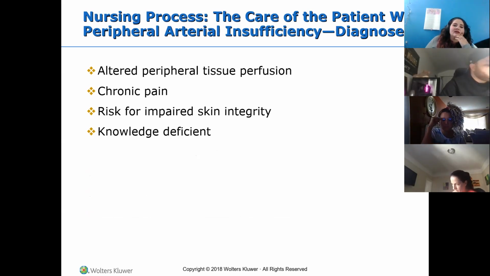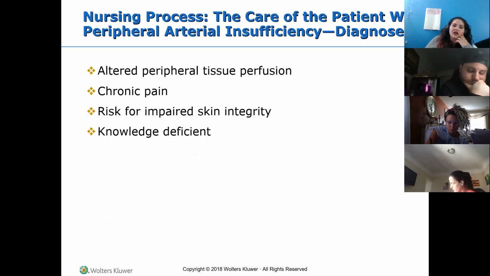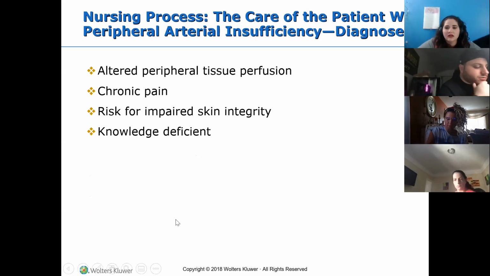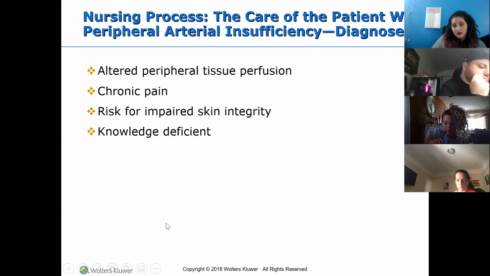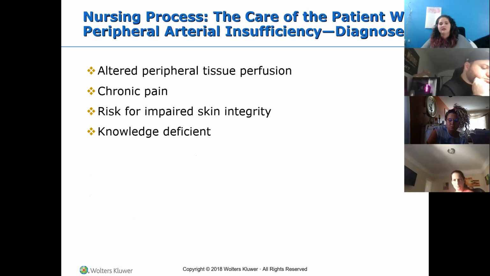Okay, diagnoses: altered peripheral tissue perfusion, chronic pain, risk for impaired skin integrity, and knowledge deficiency. Poor perfusion. What? All of them are poor perfusion. Yes, all of them are caused because of lack of oxygenation to the body.